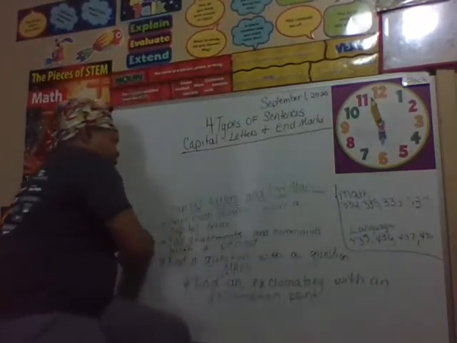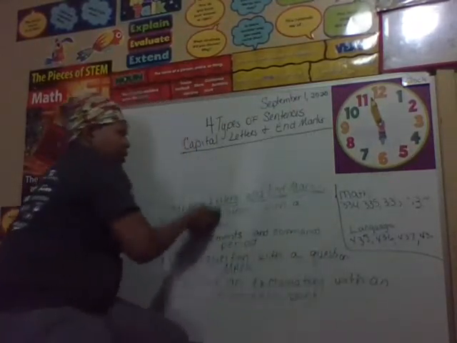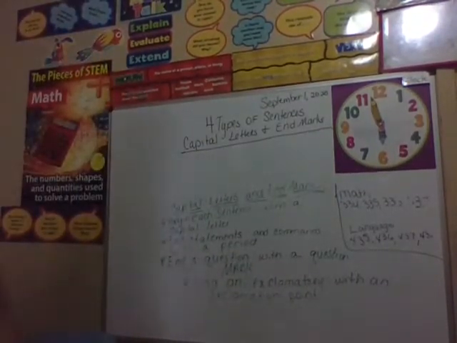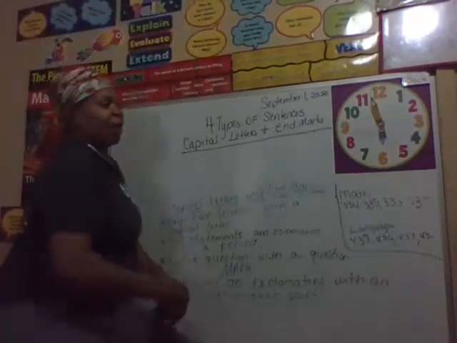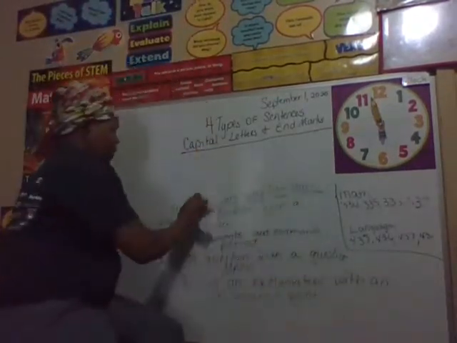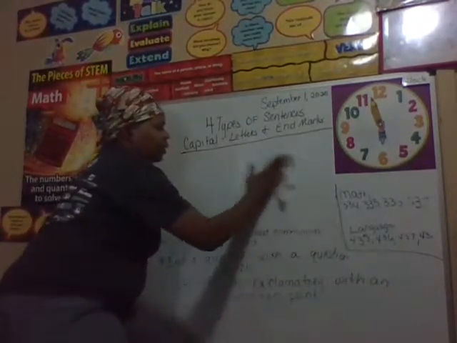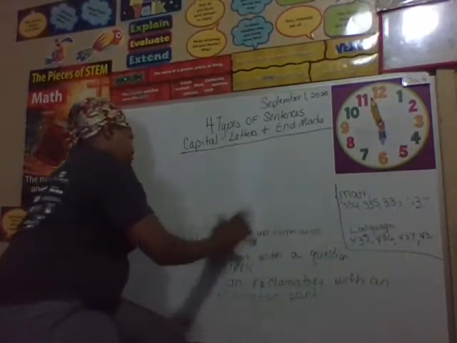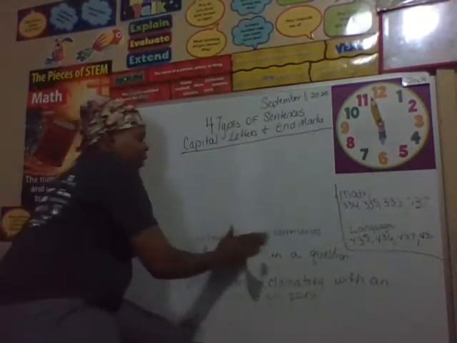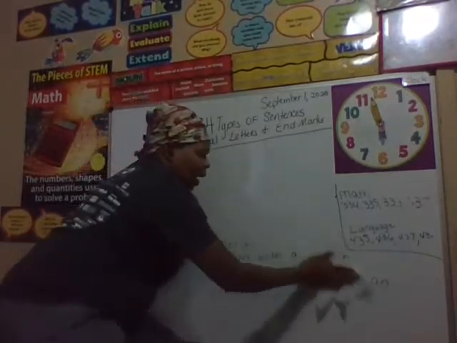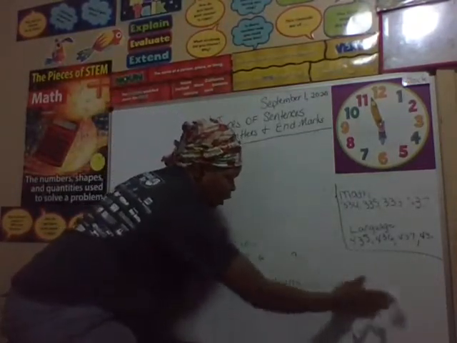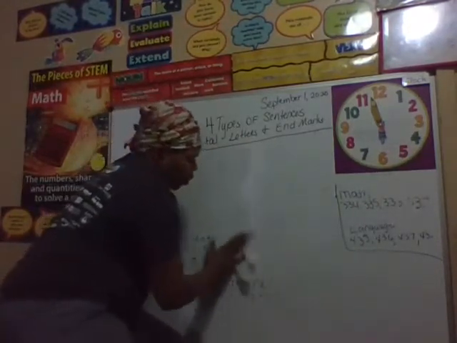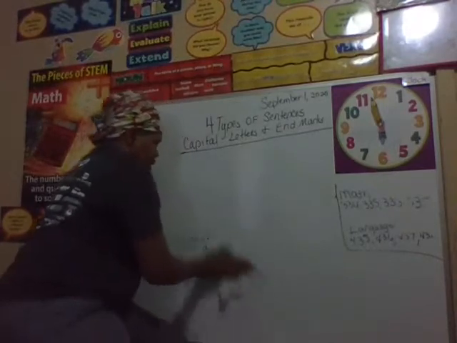There are 4 types of sentences. Help me out. Declarative gives information. Imperative makes all the rules. Interrogative asks you a question. Exclamatory shows excitement. There are 4 types of sentences.